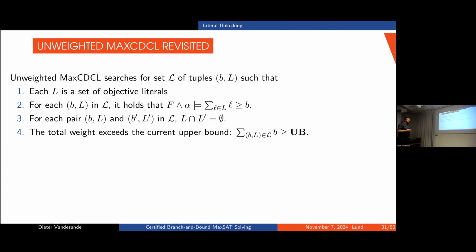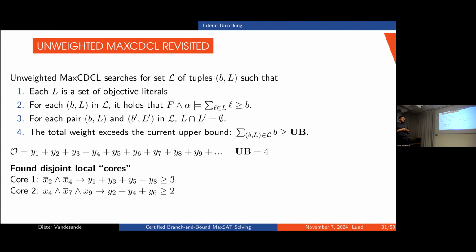And remember from yesterday that the idea of literal unlocking is that you don't search for clauses as local cores, but you actually search for disjoint cardinality constraints. Let's take a look at an example. So suppose you have found the following disjoint cores.